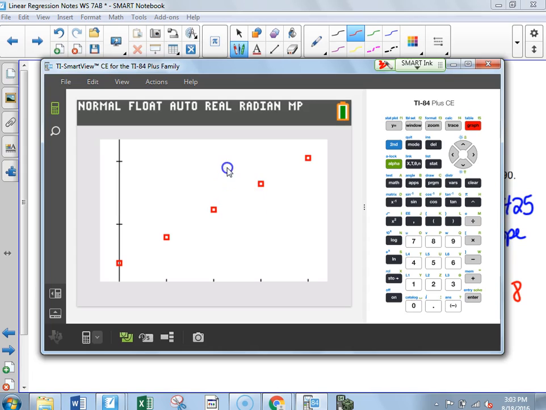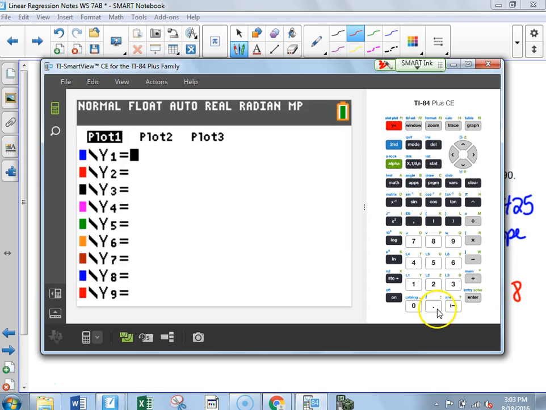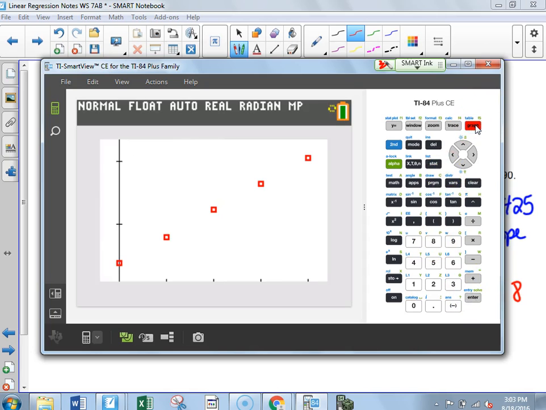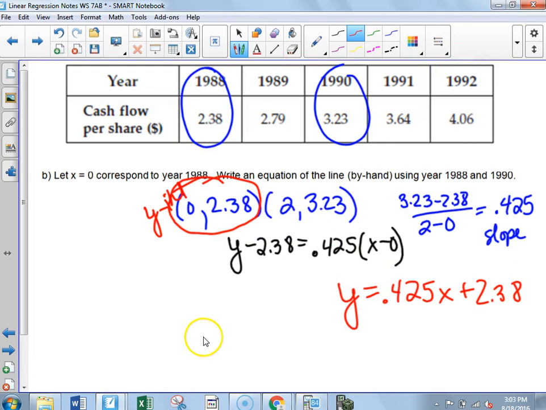Now, if we wanted to check this graph, you don't have to do this. Just hang on, we're going to do something different in a minute anyway. But if you wanted to, you could type this in. 0.425, is that what we had? Yes. X plus 2.38. Okay. I could do that, and then I could graph and see where it goes. We're going to do something a little different in a second. I'm going to leave that one on there just so you can see how it compares. Any questions on that part?